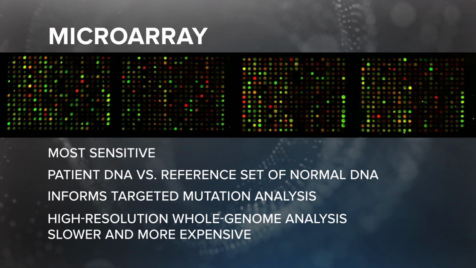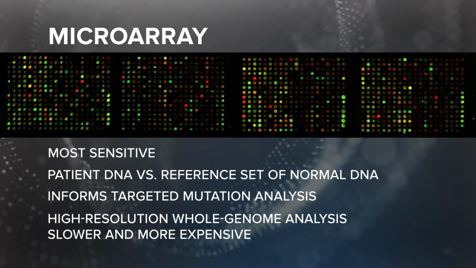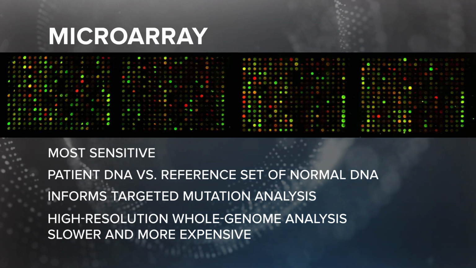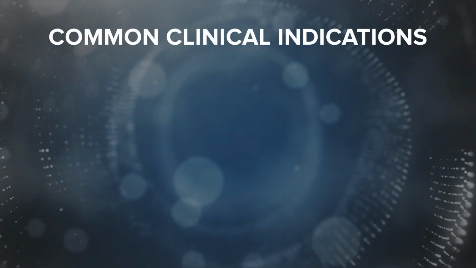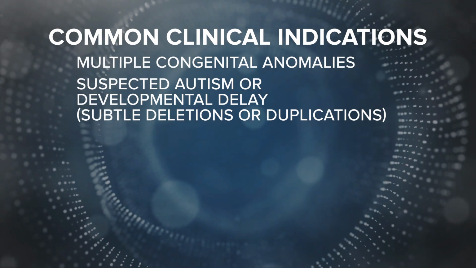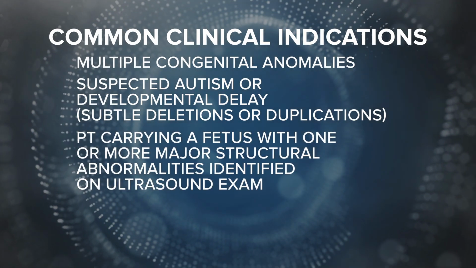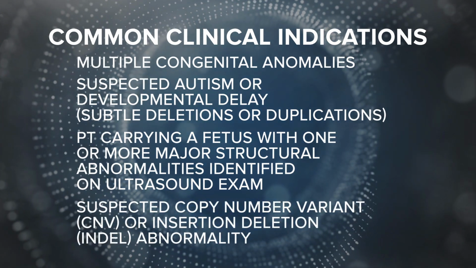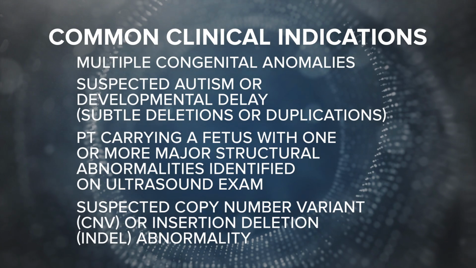The major advantage of microarray is that it provides high-resolution whole genome analysis. However, it has a longer turnaround time and is relatively expensive. Here is a list of a few common clinical indications for microarray analysis: multiple congenital anomalies, suspected autism or developmental delay, patient carrying a fetus with one or more major structural anomalies identified on ultrasound exam, or suspected copy number variant or insertion deletion abnormality.